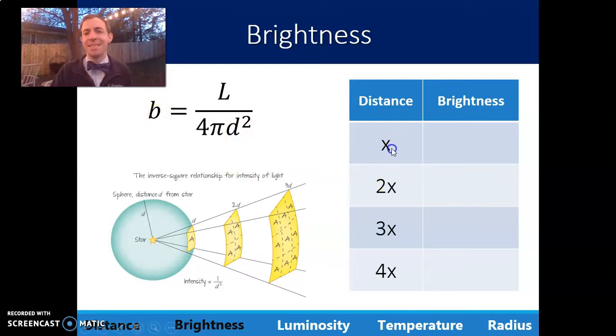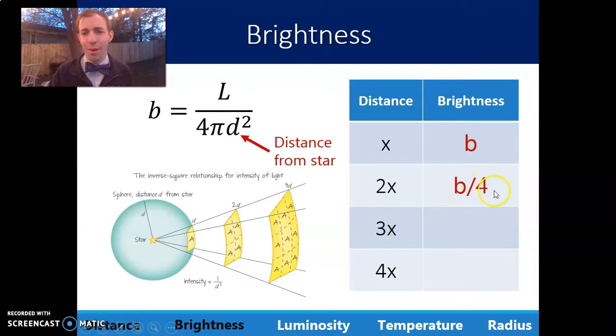So if, let's say, distance is x, we say brightness is b. But if you double the distance, since this distance is squared in the relationship, you're going to take that brightness and you're going to divide it by 4, basically 2 squared. If you triple the distance, it's b divided by 9. What would happen then? Just think to yourself, if you quadruple that distance, how much would you have to divide the brightness by? Of course, 4 is 2 squared, 9 is 3 squared, 4 squared is 16.